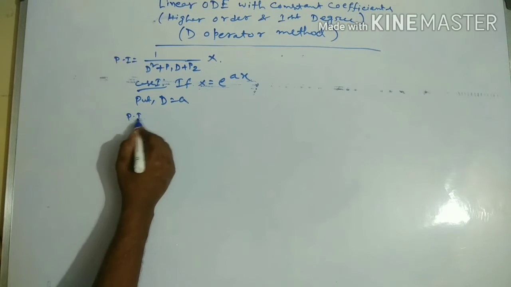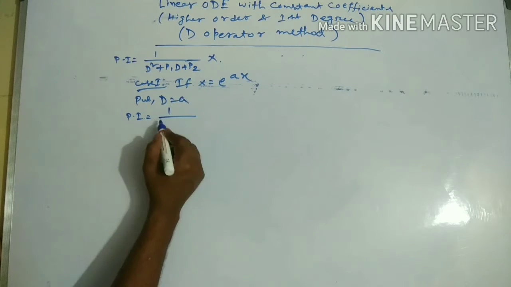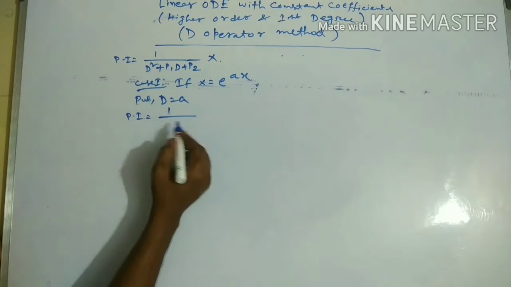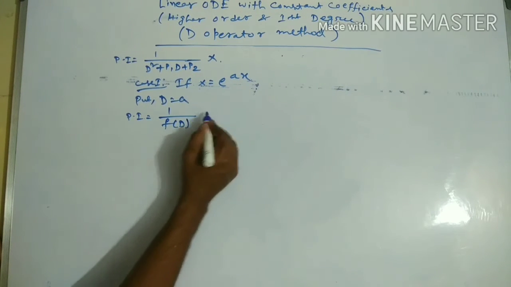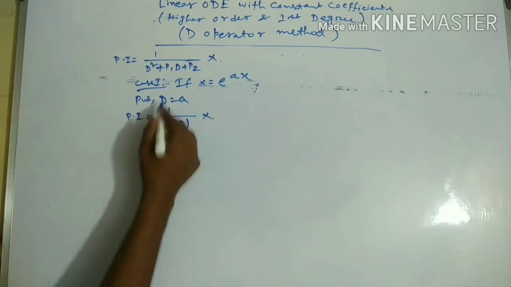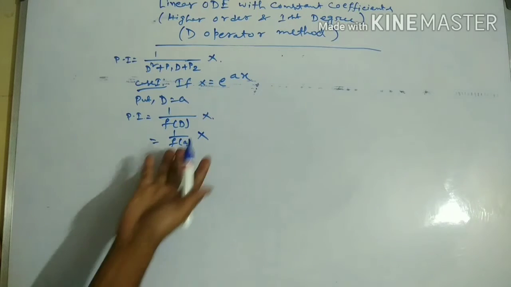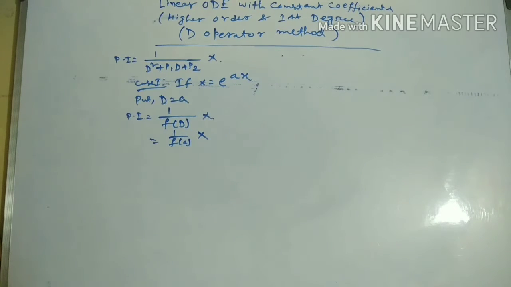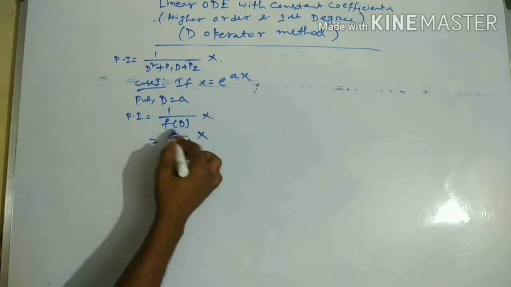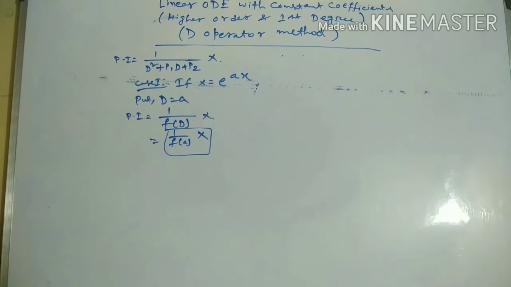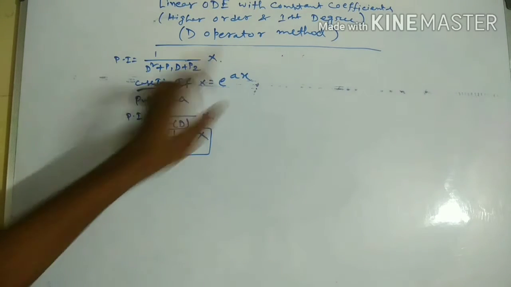So the PI will be 1 by, I am writing this function of D, F(D). After putting D equal to a, this will be 1 by F(a) operating on, sorry, not operating, it is a constant, 1 by F(a) into e to the power ax. And this is the PI. This is a very short procedure. Just put D equal to a if the function is an exponential function. a is the coefficient of x.